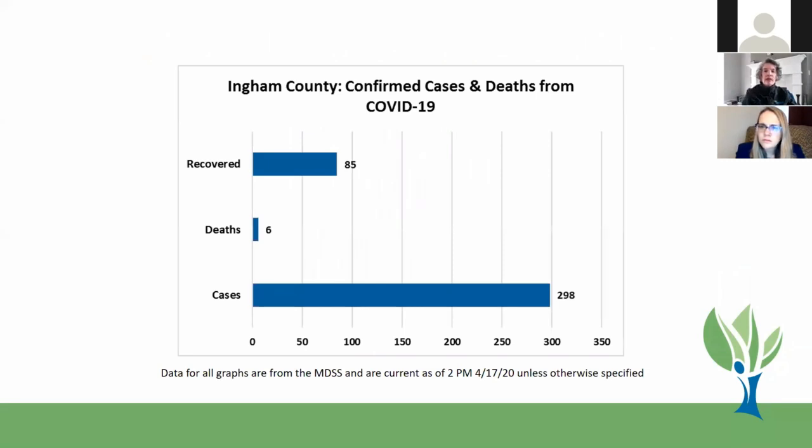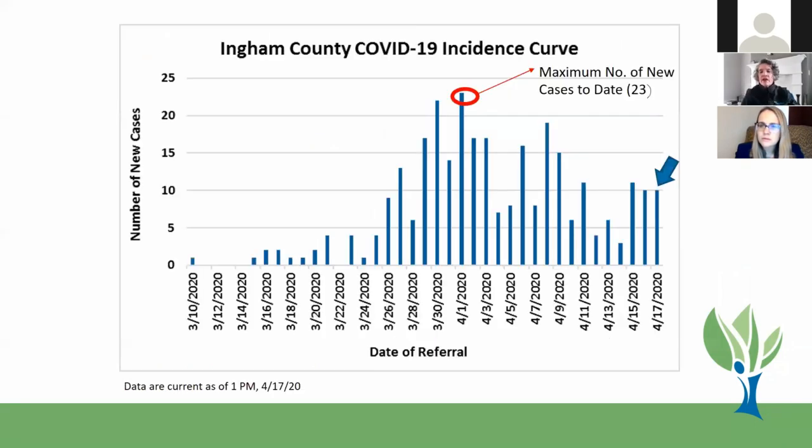The confirmed cases, this is just a graph that shows you the same thing: cases, deaths, recovered. And this is basically an incidence curve, so it's our daily case numbers. So you can see we hit our maximum number of new cases reported in a day on April 1st. We saw this hopeful glimpse of returning down to less than 10 per day, but we bounced up a little bit.